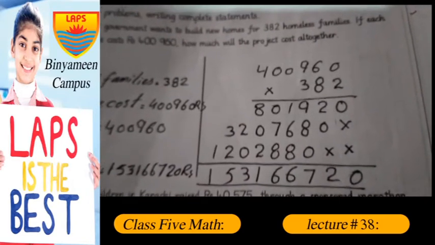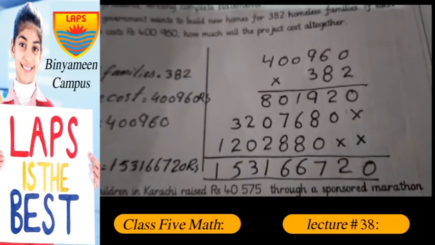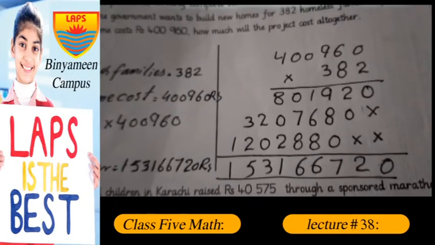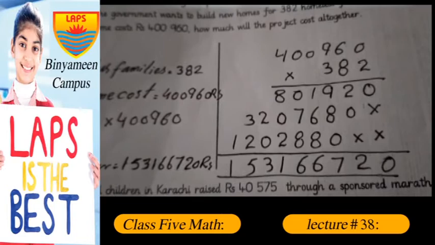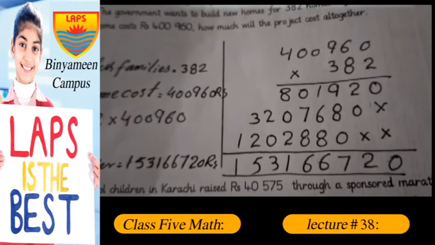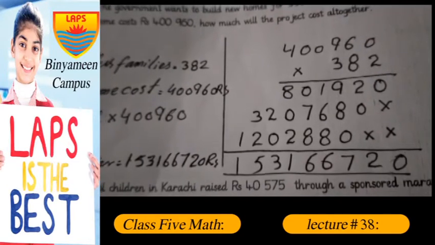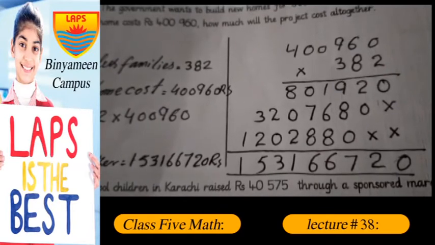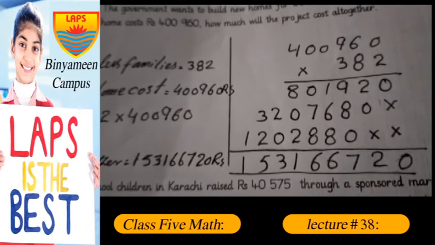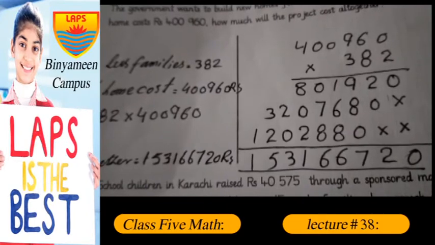Four zero zero nine six zero multiplied by 382. Two multiplied by 0 gets 0. 2 multiplied by 6 is 12, 2 gets 2, 1 carry. 2 multiplied by 9 is 18, 1 carry makes 19. 1 carry, 200 place 1, 2 fours are 8.